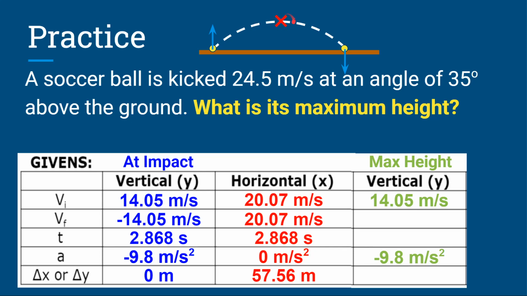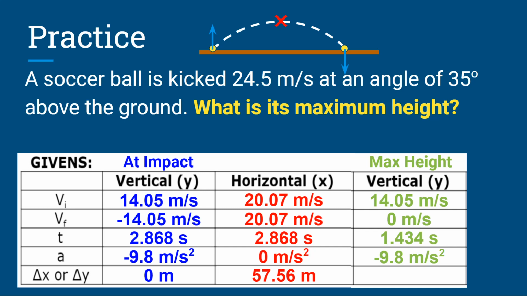Okay, but what do I know about this max height? What is my final velocity up here? 0. I'm not going to use the negative 14.05. I'm going to use 0. My final velocity up there is 0. What about my time? What do I do to find that? It's half. It's not going to be 2.868. It's going to be half of that because it's only halfway. Okay, and so half of that is 1.434. Make sure you do this whenever you're trying to find max height. Use half the time and a final velocity of 0.